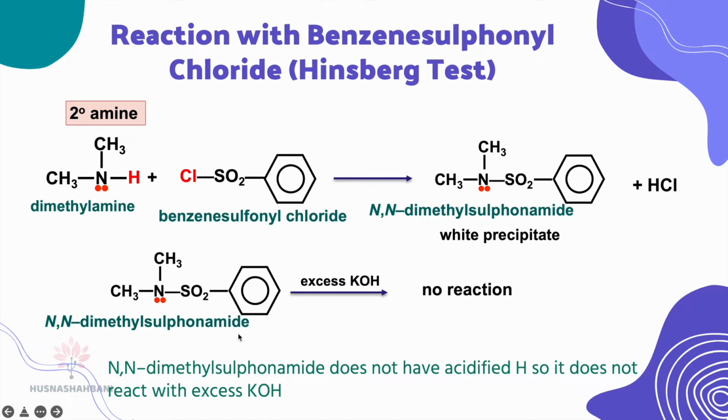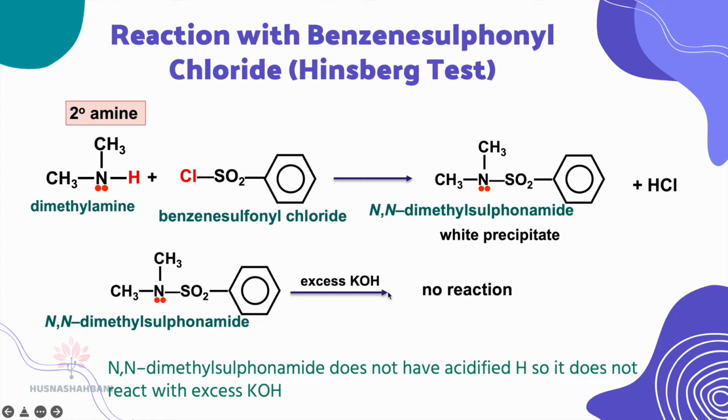Notice that this product has no hydrogen attached to N at all. So it doesn't have acidified hydrogen at all. So no reaction will happen if you add the excess KOH to this product. White precipitate remain after you add the KOH. Because N,N-dimethyl-sulfonamide does not have acidified H, so it does not react with excess KOH. No reaction here, remain white precipitate.